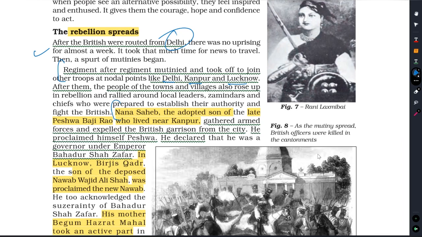Nana Sahib, the adopted son of the late Peshwa Bajirao. I have told you this earlier. Nana Sahib, who is the adopted son of Peshwa Bajirao II, lived near Kanpur and gathered a small army. They also resented the British Empire. See, in all these paragraphs, what you need to learn is who the leader is and which region they were from. You need to remember these 2 points.